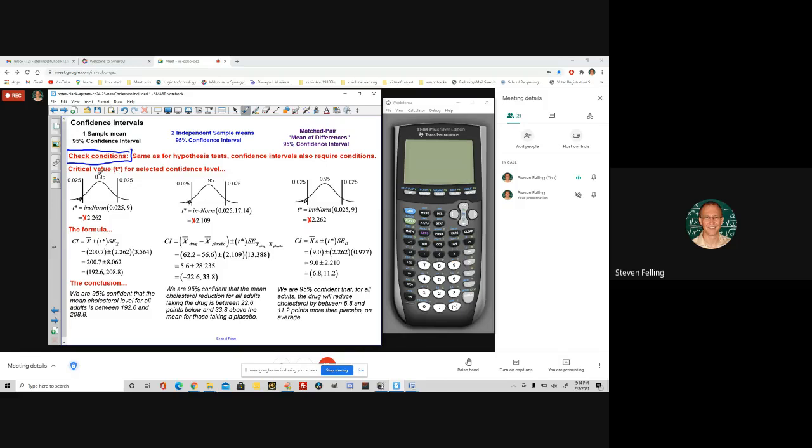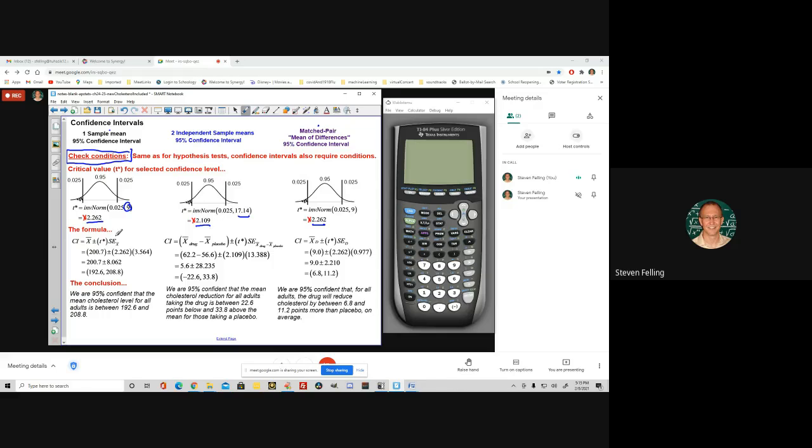We're going to have to calculate the critical t star value like we normally do for the confidence level. So if it was 95%, the thing that would be different is you'd have to calculate it differently for each of these because the degrees of freedom is changing. For the one sample mean and the matched pair, the degrees of freedom is n minus 1, so it's 9. So we have 2.262 as the t star value for 95% confidence. Same thing here. But for this one, because the degrees of freedom is so much higher, 17.14, when we plug that in, we get a lower value here, 2.109.